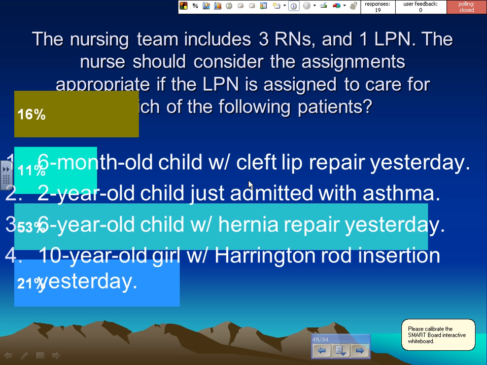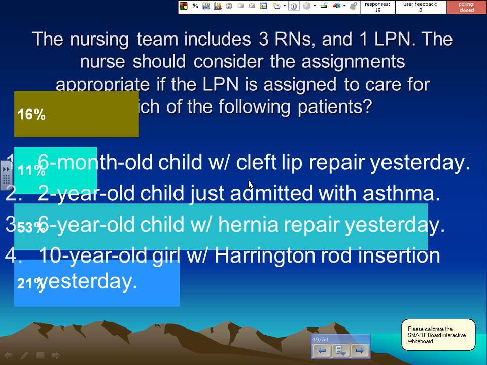2-year-old just admitted with asthma. You've got a very high potential for risk with respiratory distress, and also just admitted, they need the admission assessment, which has to be done by the RN. 6-year-old with hernia repair yesterday, 10-year-old with Harrington rod insertion yesterday.